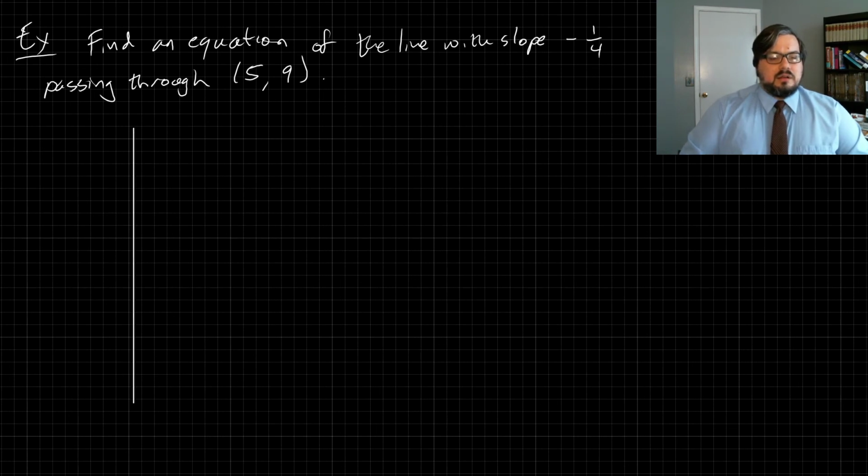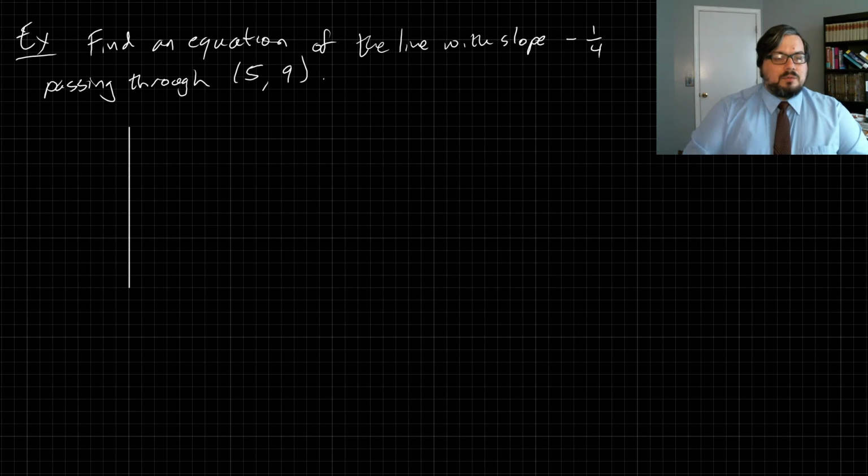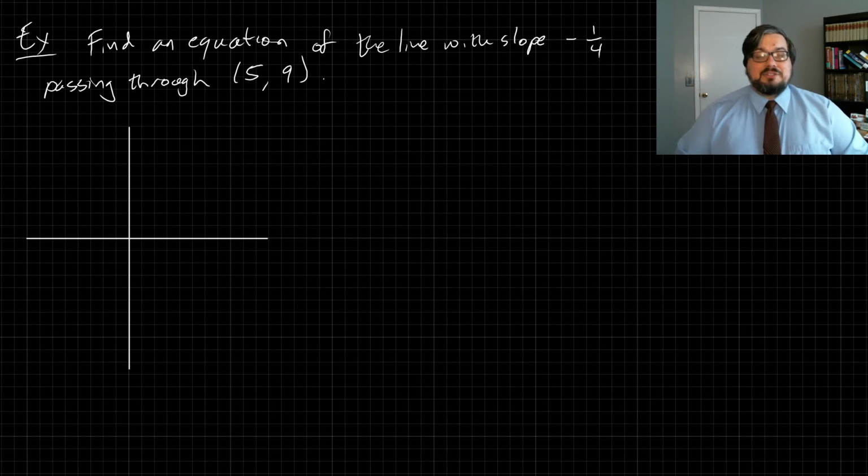Let's sketch out what's going on again. Now, we already saw earlier in this talk how we can find the slope-intercept form of this line by using y equals mx plus b. We know what the slope is. It's negative 1/4, so we could just plug that in and then plug the point (5, 9) in and solve for b. However, I want to look at another way that we could do it, which is often a simpler one.